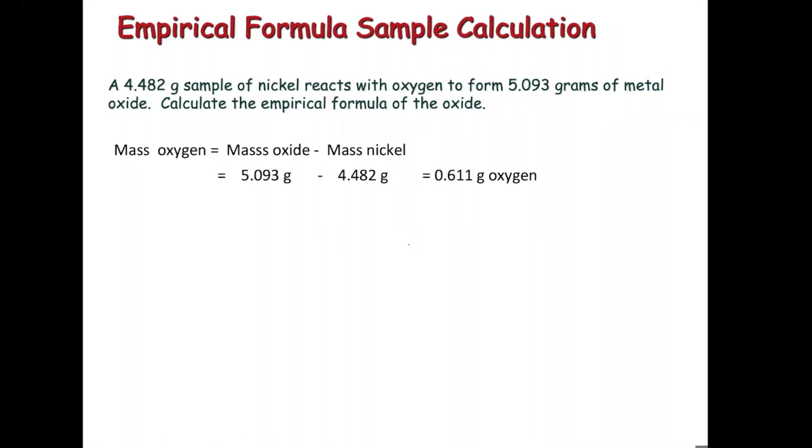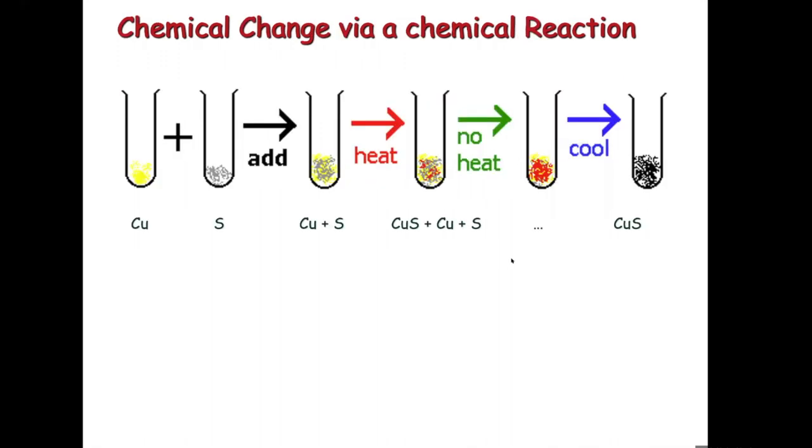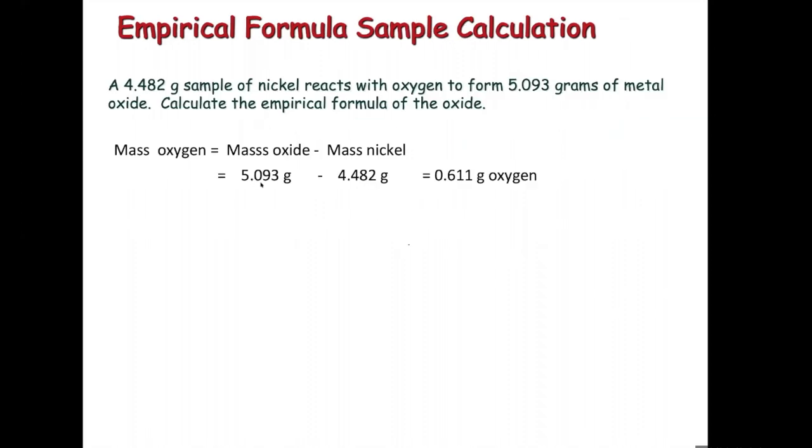This is a sample calculation of how you would do most of the calculations here. You've got 4.482 grams of nickel that reacts with oxygen to form 5.093 grams, and you assume that the 5.093 is the mass of the product. There are no other impurities in that particular material. Calculate the empirical formula. So if you have the mass of the nickel, which is 4.482, and the mass of the nickel oxide, then the difference between the two, 5.093 and 4.482, is the mass of the oxygen.